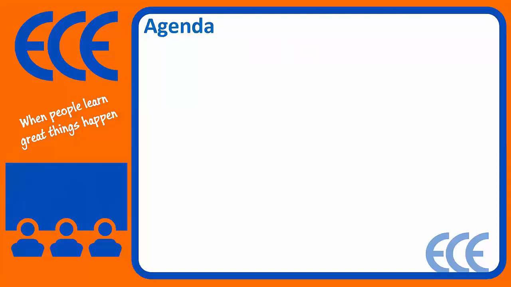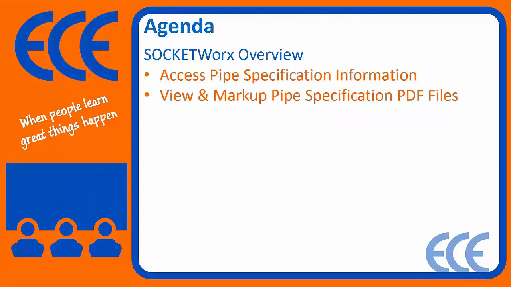Just have a little agenda here outlined to get us started. Today we're going to look at SOCKETWorx. SOCKETWorx is a web-based application that EC's developed. Today we're going to focus on accessing pipe specification information and then also viewing and marking up pipe specification PDF files. These are the two dimensions of SOCKETWorx that we'll be exploring today. There's certainly much more to it, but this is the scope of today's webinar.